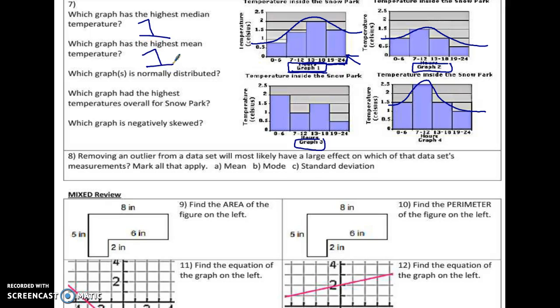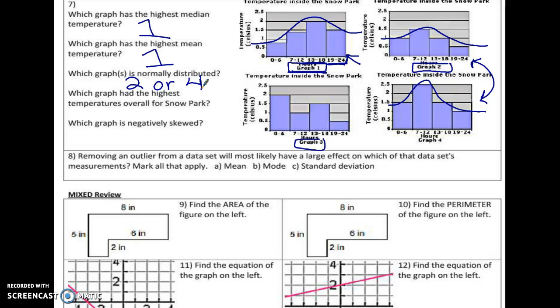Which graph is normally distributed, or graphs? So there's two that look like these two. They're a little skewed right, but for the most part, they're pretty normal distribution. Each of the bars on each side, they're pretty symmetrical, and that's what you're looking for. So you could say either graph 2 or graph 4.